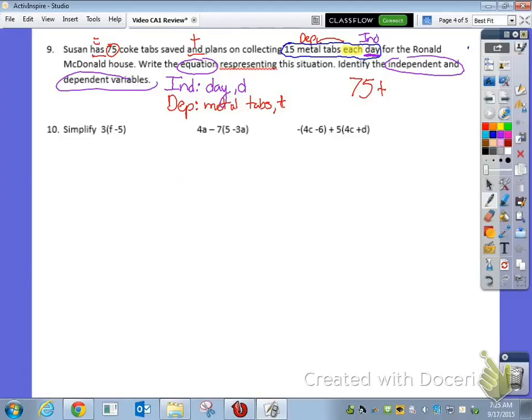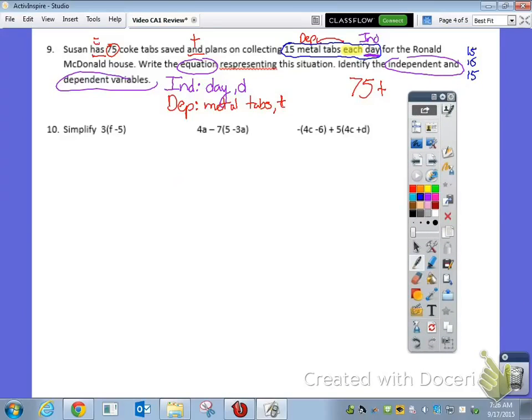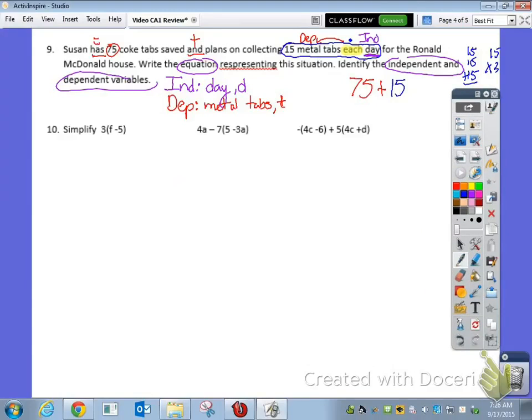So think about that: 15 the first day, 15 the second day, 15 the third day. If I were to do that for 3 days, I could either add those together, or I could say 15 times 3, okay? So I'm going to do 15 times, and I don't know how many days, so I'm just going to put 15 times D. That represents the number of days. So 75 plus 15D equals, and that gives me the number of tabs, okay? So I have my equation, and then I have my independent and dependent, and those are the two things they wanted.